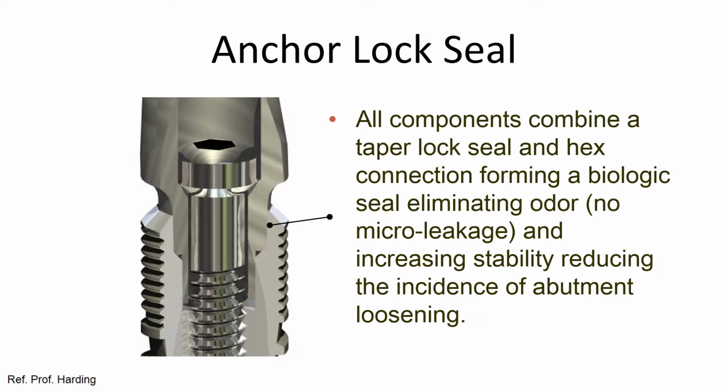So platform switching tries to eliminate this together with the formation of a seal, so that the bacteria first of all can't get into the region, and secondly, if they do get into the region, their effects on the bone are minimized by the presence of this recess. So very important features to look for in any implant is whether it can form a microseal and whether it has platform switching.